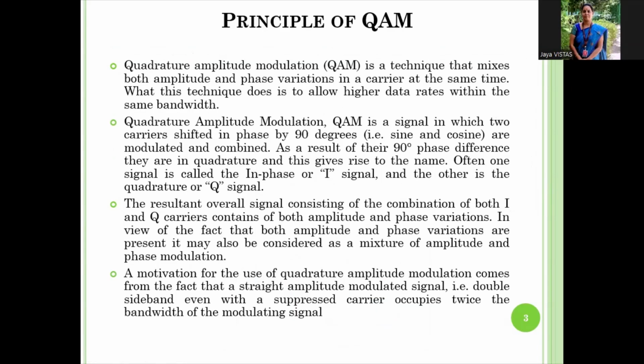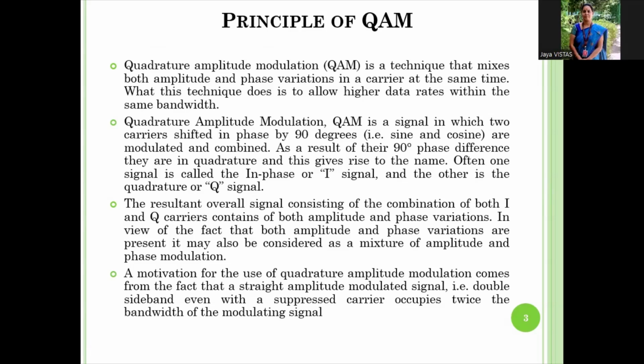Then what is QAM? It mixes both amplitude and phase variations in the carrier at the same time. In amplitude modulation, only the amplitude of the carrier wave is varied in accordance with the modulating signal. But in quadrature amplitude modulation, both amplitude and phase variations are applied to the carrier at the same time. The technique allows higher data rates within the same bandwidth.